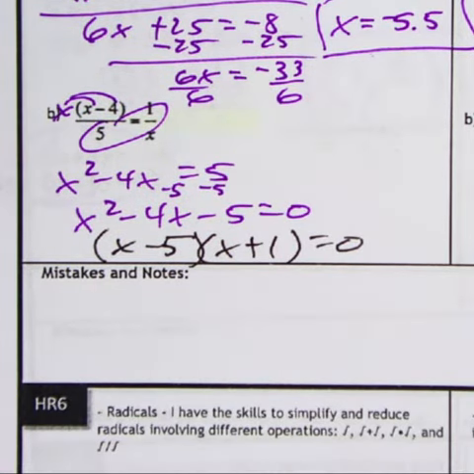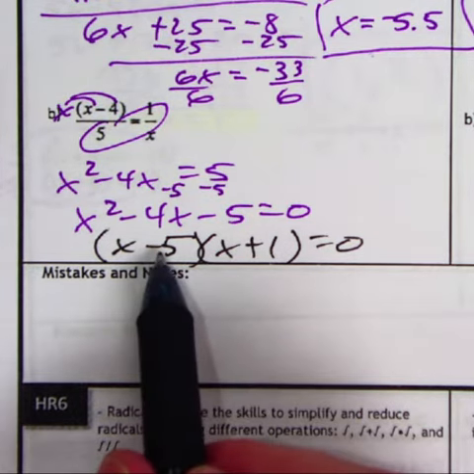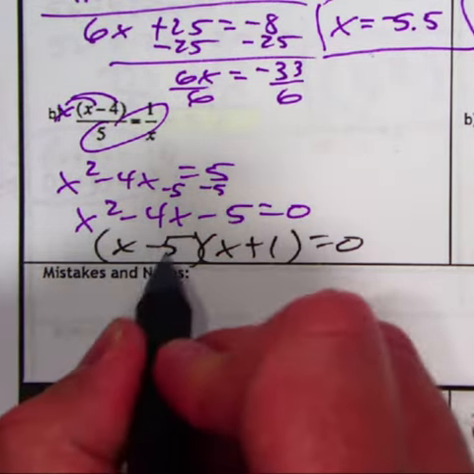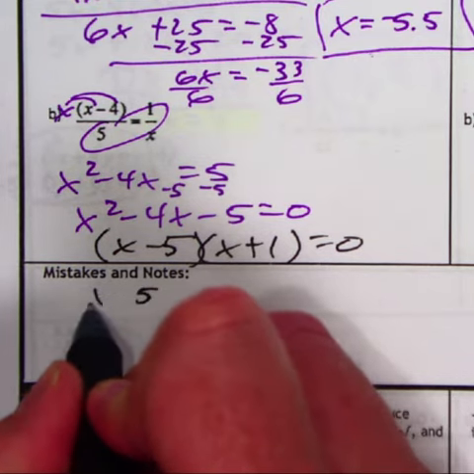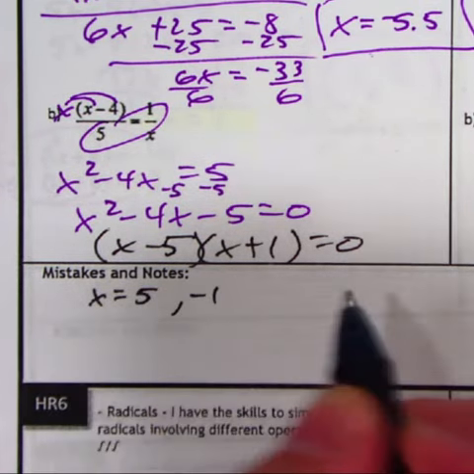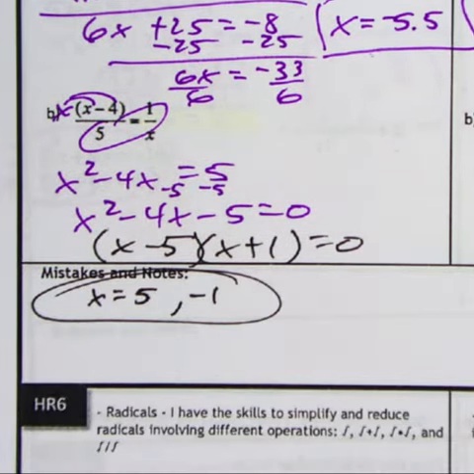Now that's not the two solutions. Instead, I need to then solve this. When does this equal 0? When does that equal 0? Well, this would equal 0 if x was 5. This would equal 0 if x was negative 1. So there's your two solutions to that problem.